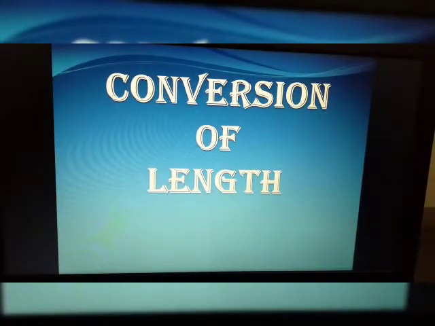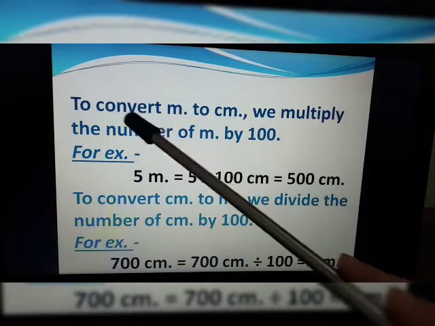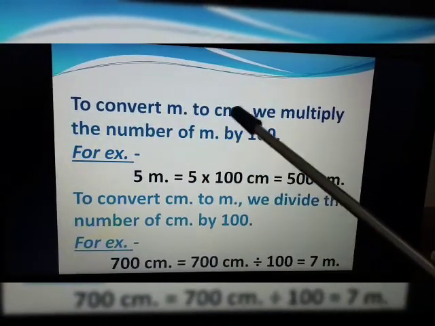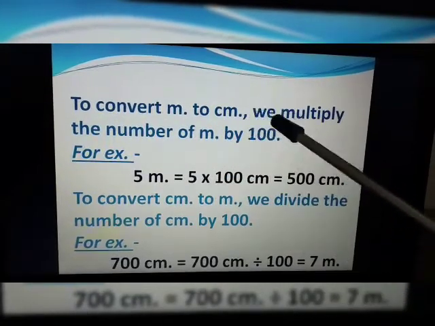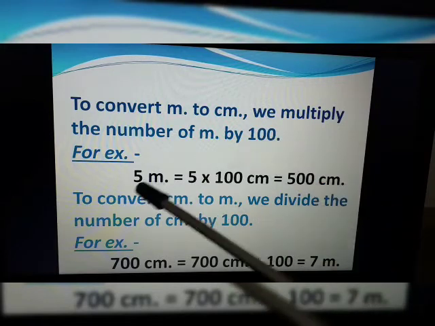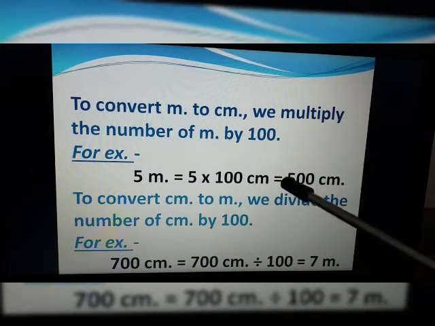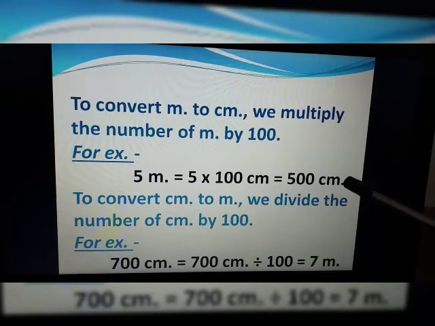Now, conversion of length. If we want to convert meter to centimeter, we multiply the number of meter by 100. For example, 5 meter is equal to 5 into 100 centimeter, which is equal to 500 centimeter.